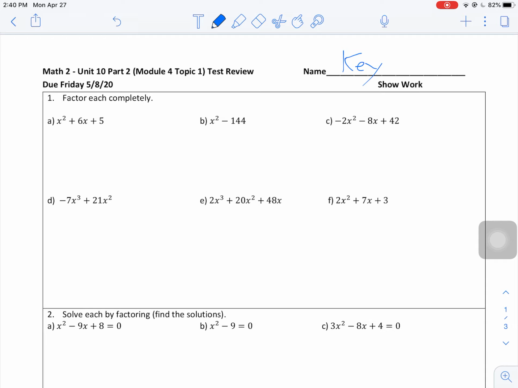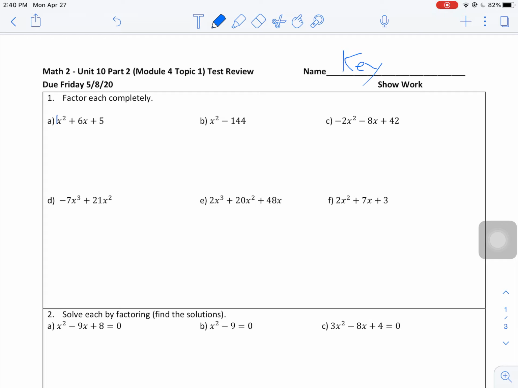So in Part A, I do not see a greatest common factor other than the number 1. The next thing I'm looking at is how many terms I have. So I see 3 terms, so I know it's a trinomial. When I look at the front of the trinomial, there's an invisible 1 in front of the x squared. So this is a basic trinomial as opposed to advanced factoring that we'll practice later on.